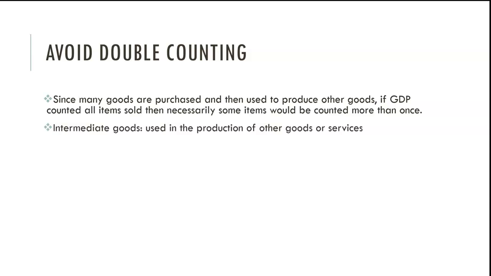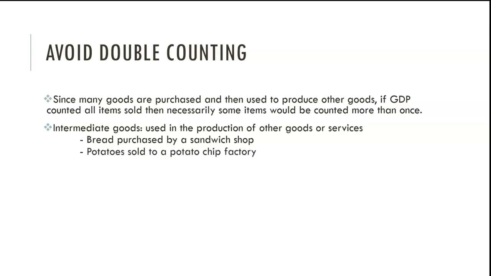So an intermediate good is something that's used in the production of other goods and services. It's purchased between firms. It's going to be further transformed before it's sold to the final user. This could be bread purchased by a sandwich shop, potatoes sold to a potato chip factory, anything that's being transferred between one business to another. A final good, however, is something that's purchased by the final user. So when I buy the sandwich from the sandwich shop, that's a final good. I buy a bag of potato chips, that's a final good.